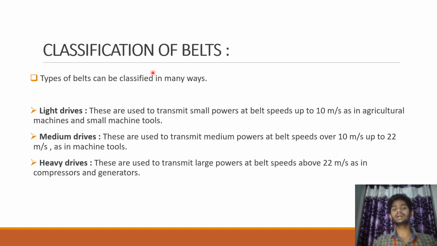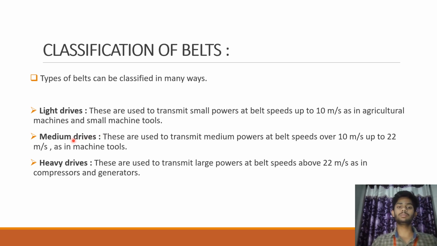Let's discuss the classification of the belts. There are many types of belts, but the main are three belt drives, that is light drives, medium drives, and heavy drives. So let's discuss each of them. Light drives means the drives which are used to transmit small powers at belt speeds up to 10 meter per second. So it is used in agricultural machines and small machine tools.